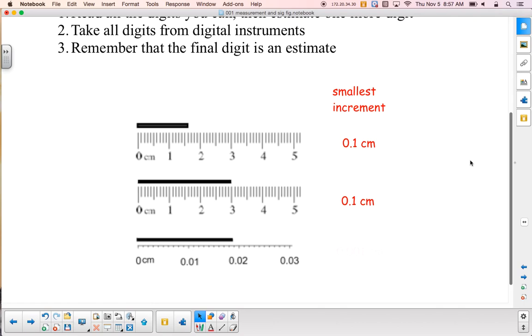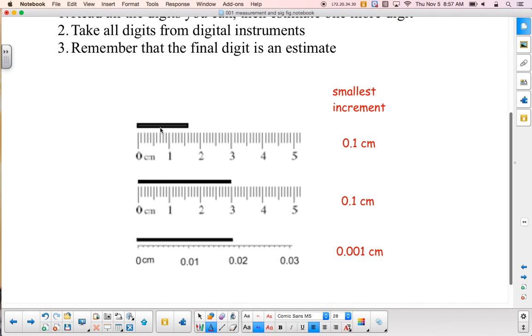Looking at the bottom ruler, however, these increments are much, much smaller. The big increments on this ruler are only 0.01 centimeters, and so the littlest increment on this ruler ends up being 0.001 centimeters. Knowing the smallest increment tells you how many digits you can have in your measurement.